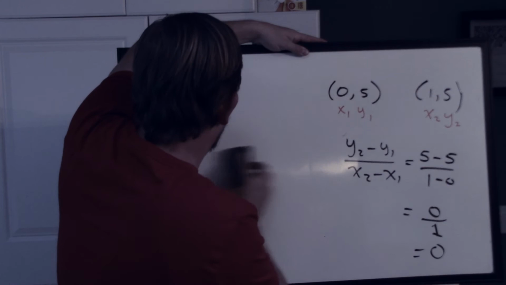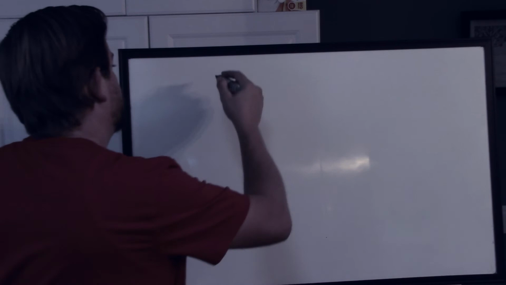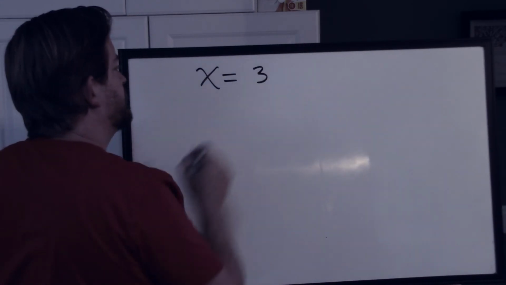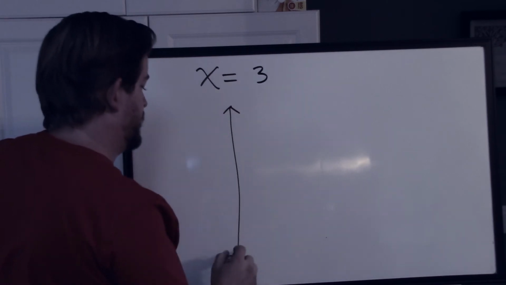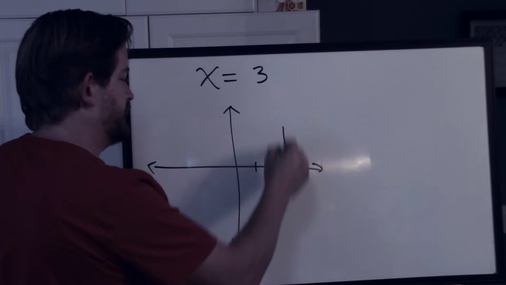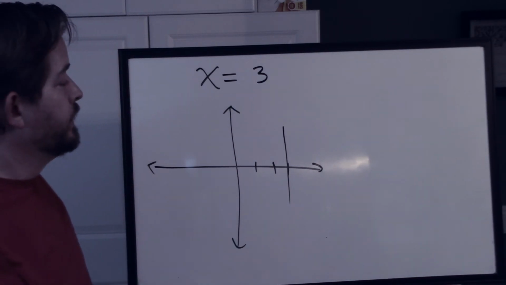So that's a horizontal line. Let's take a look at a vertical line. We know what those look like. They are when x equals something, say 3, doesn't matter, right? I know what that graph looks like. 1, 2, 3, and it's just that vertical line at 3, right? So we know what that looks like.